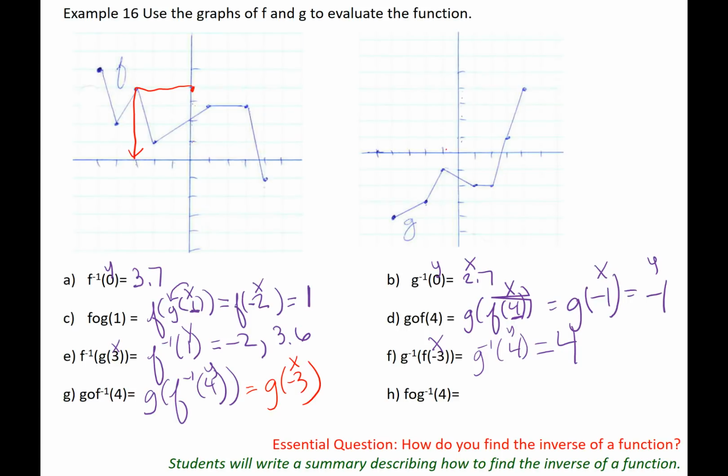So I'm going to go to -3, 1, 2, 3. And it looks like about 3.5. So I could go get behind 3.5 on that one. All right, then this one is f of g inverse of 4.